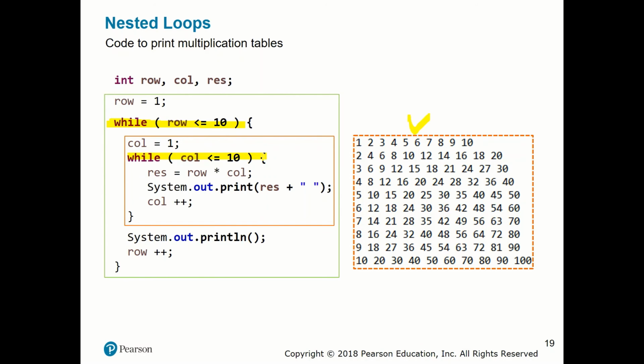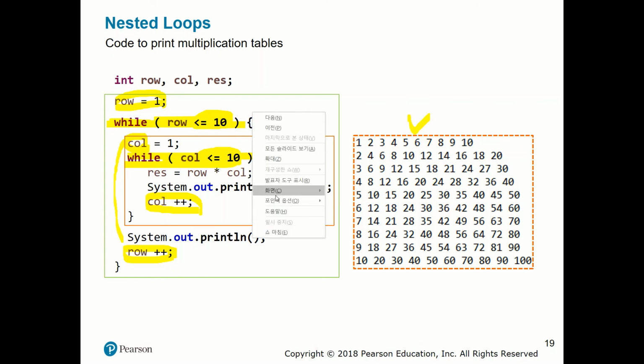In the outer while loop, the row starts at 1 and increases by 1 and goes up to 10. So the outer loop will loop 10 times. And inside the while loop, there is the inner while loop here. The inner while loop also starts from 1 and increases by 1 and goes up to 10. So the inner loop also executes 10 times. When row is 1, the inner while loop will execute 10 times. Do you understand this one?